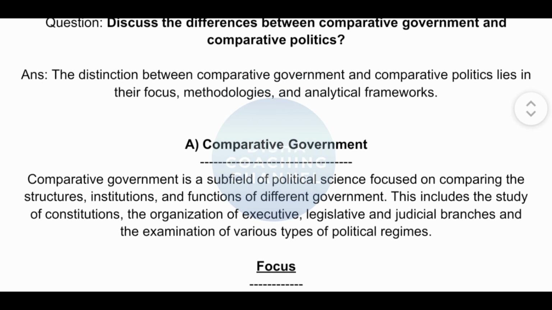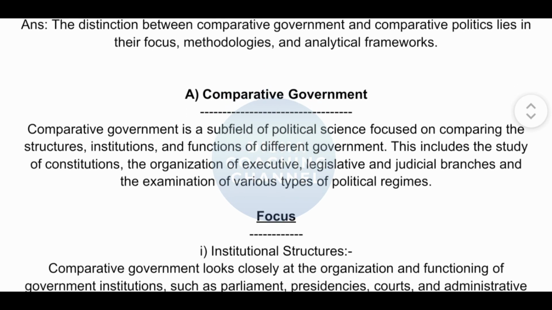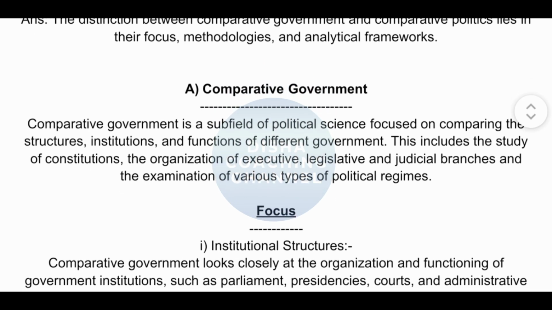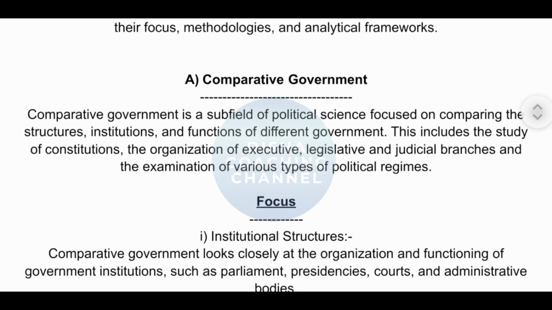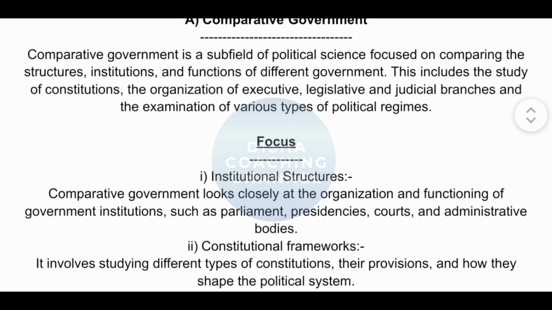At first, comparative government. Comparative government is a subfield of political science focused on comparing the structure, institutions, and function of different governments. This includes the study of constitutions, the organization of executive, legislative, and judicial branches, and the examination of various types of political regimes.